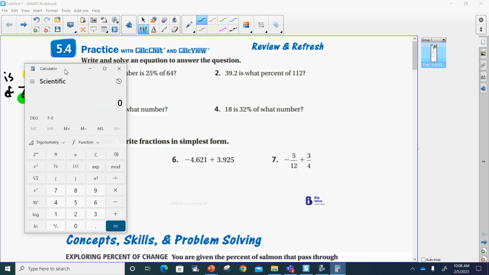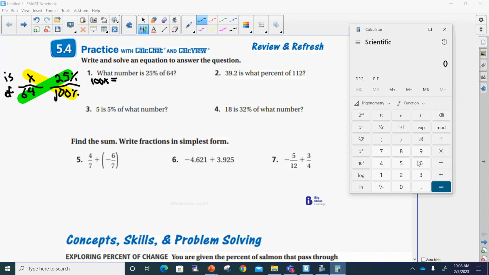And it says it's 64 plus 25. That's going to give us 89. That is not even close to being right. Oh, I said plus. It should be times. I'm sorry. Now let's clear that. 64 times 25. And that's 1,600.